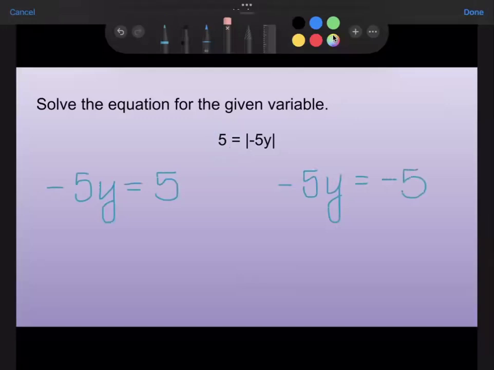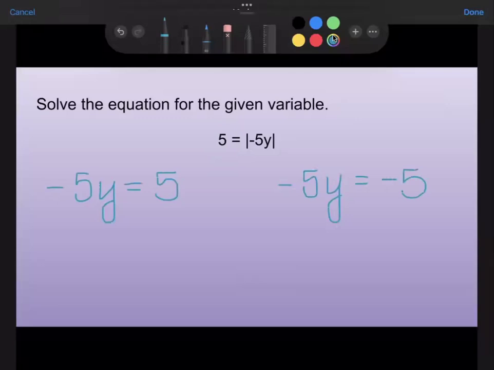Because as you know, with absolute values, it's distance from zero, so it can either be positive or negative. That's why a lot of times you end up with two solutions, and most of them are listed as y equals blank or blank. Okay, now we're going to solve them both separately.